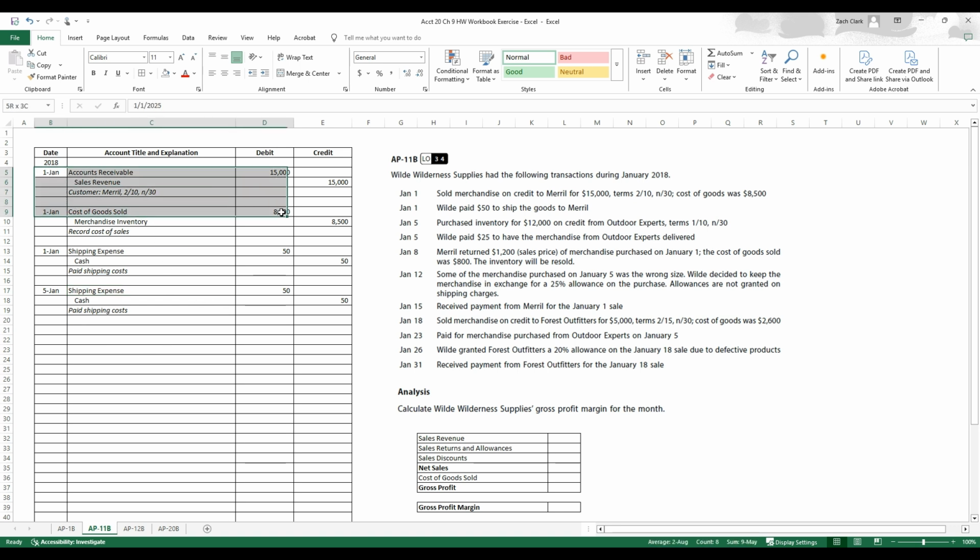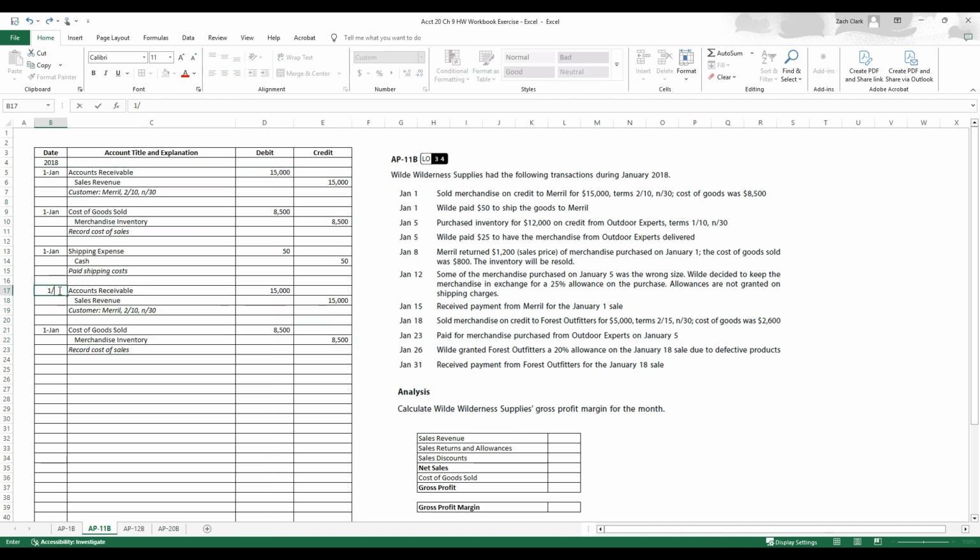So actually what I'm going to do is just take these two journal entries here, because they're going to be very similar. And in accounting, if we can find ways to make things faster, that's really great.